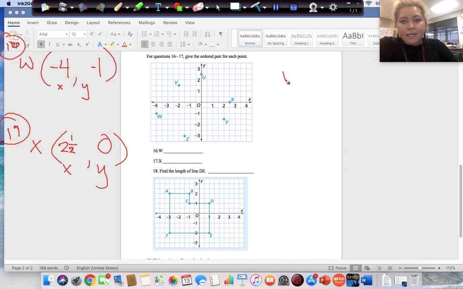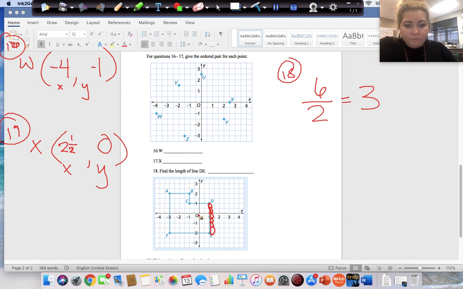Okay, number 18, it wants us to find the length of line DE. This is line DE, okay? Again, these are counting by halves. So 1/2, 2/2, 3/2, 4/2, 5/2, 6/2. So you can write 6/2. That's absolutely fine. Or you can divide this, and 6 divided by 2 is 3. If you also counted every other one, some people want to do this, 1, 2, and 3. Because it's counting by halves, 2 of them make one whole. You could do that as well, whatever way works best for you.